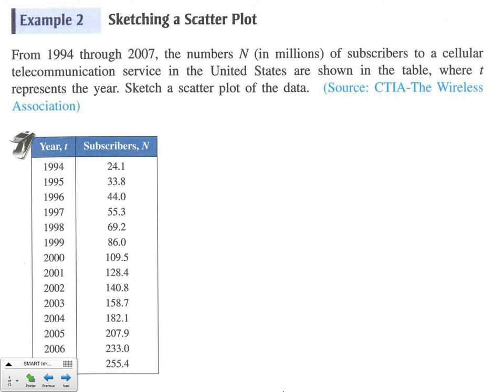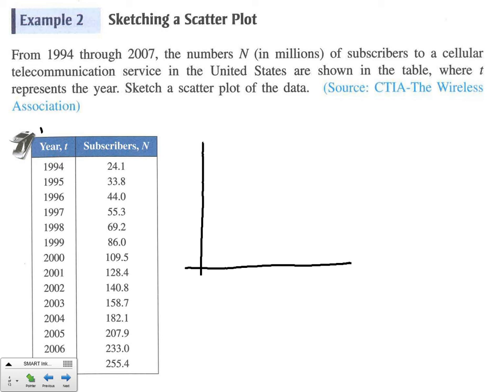We're moving on to example 2 and looking at sketching a scatter plot. So we've got some data here. The year and then the number of subscribers in millions for that year, and we want to sketch a scatter plot of that data. So let's go ahead and do that here. Start by just graphing, really just graphing quadrant 1 since all the values are positive. All right, and so we want to talk about what's the input and what's the output.